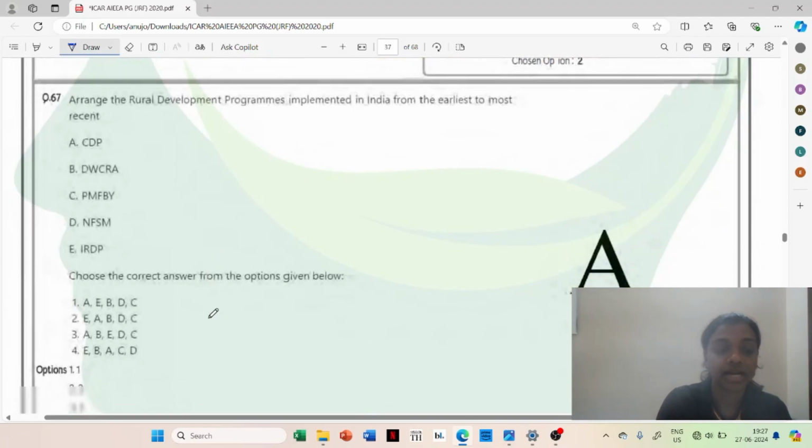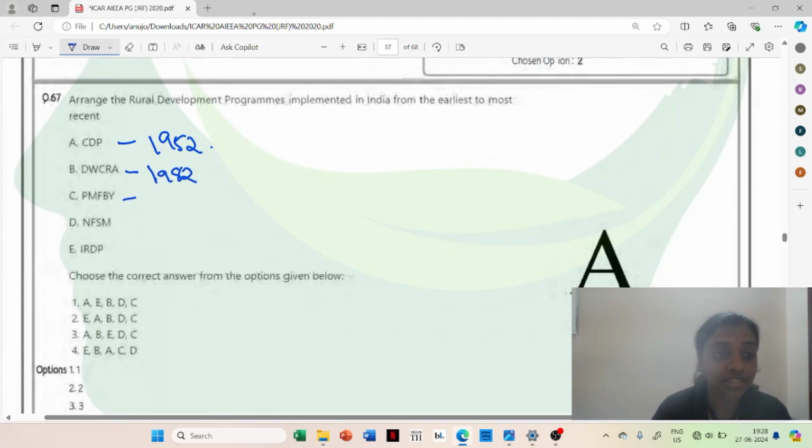Next question. Arrange the rural development programs implemented in India from the earliest to the most recent. So this is asked about the years in which the programs were launched, and we have to arrange them. Community Development Program, CDP, started in 1952. DWCRA, Development of Women and Children in Rural Areas, started in 1982.